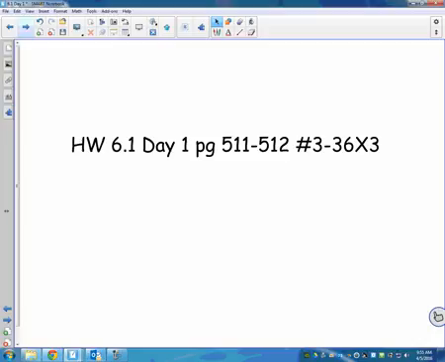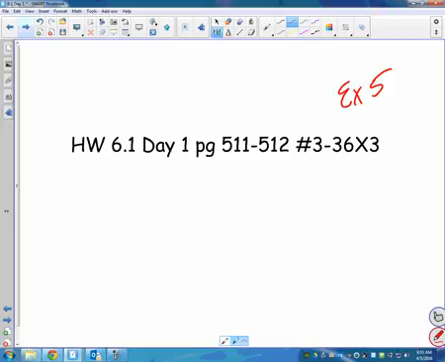Starting at 30, 33, and 36, there are only two that are like Example 5 in your book. Please look at them because it's not that bad to do, okay?